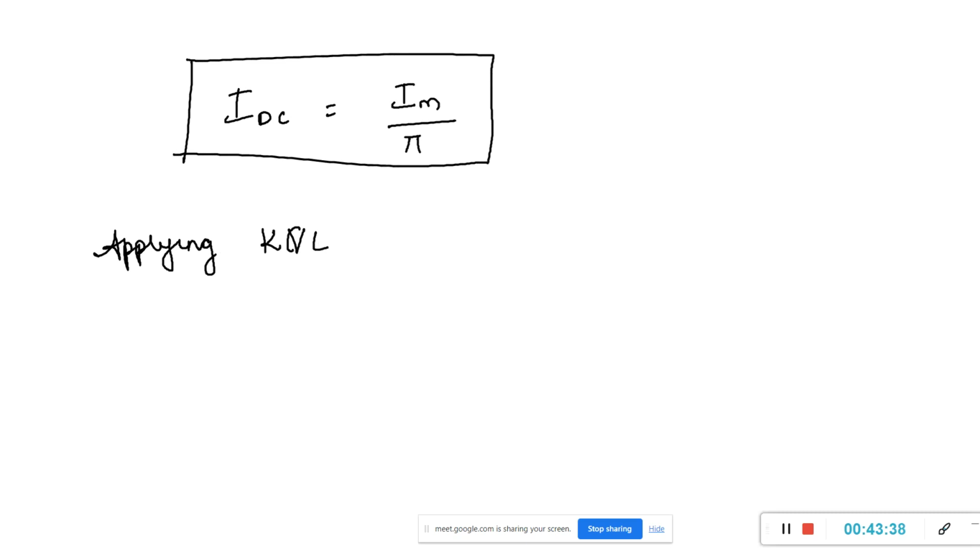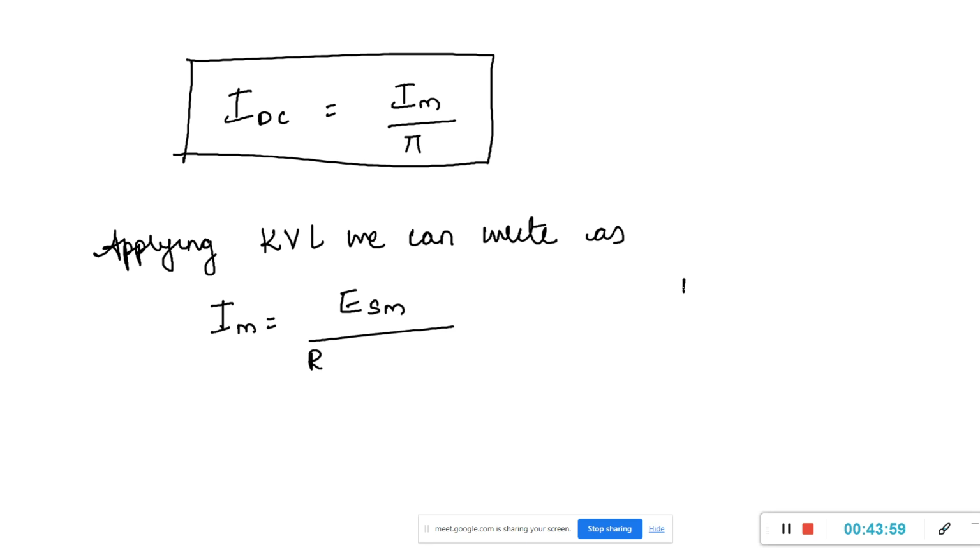Next, by applying KVL, Kirchhoff's voltage law, we can write Im, the peak current, is equal to secondary voltage divided by R. We all know that I is equal to V by R, Ohm's law. Similarly, I is equal to the secondary voltage ESM divided by RF plus RL plus RS. So Im is equal to ESM divided by RF plus RL plus RS.